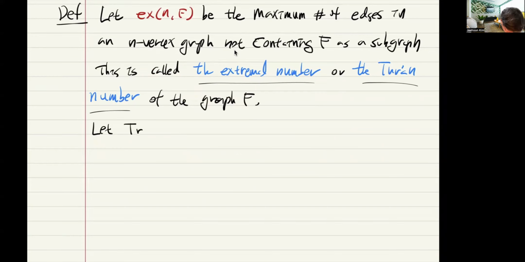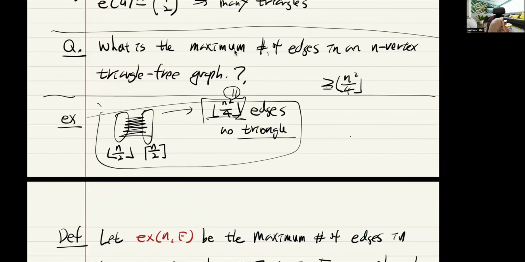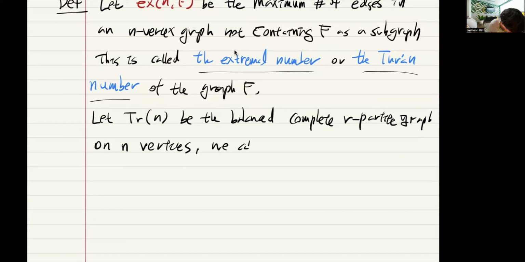And let's define T_r(n) to be the balanced complete r-partite graph on n vertices. So this balanced complete bipartite graph is T_2(n). And we call it the Turan graph.